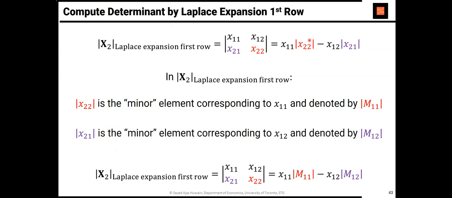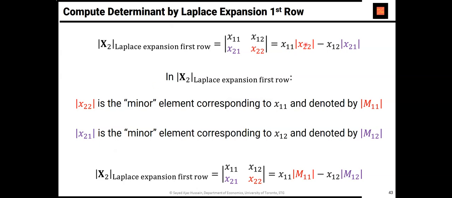Wouldn't it be nice to remind ourselves that this is in fact the determinant of what's left over, right, associated with element 1,1? And wouldn't it be nice if we recognize this as the determinant of what's left over for element, quote unquote, 1,2? So a new notation shows up. Instead of calling this x22, x22 is now called the minor element corresponding to x11. X22 is the minor element corresponding to x11.